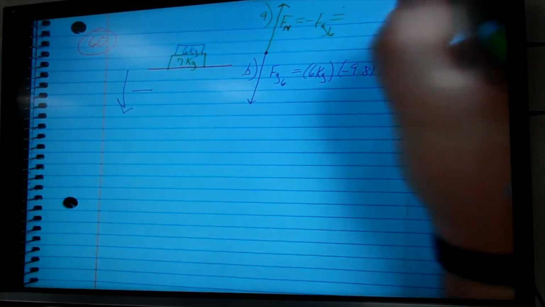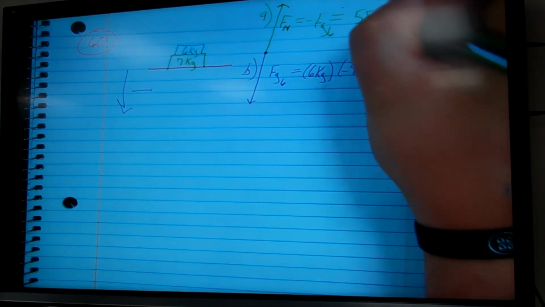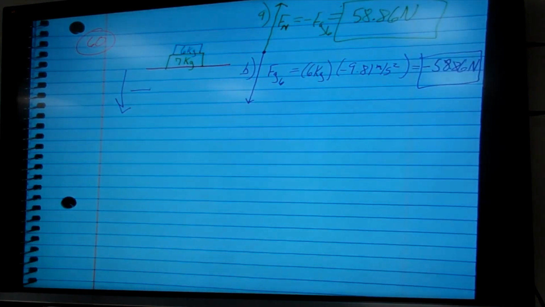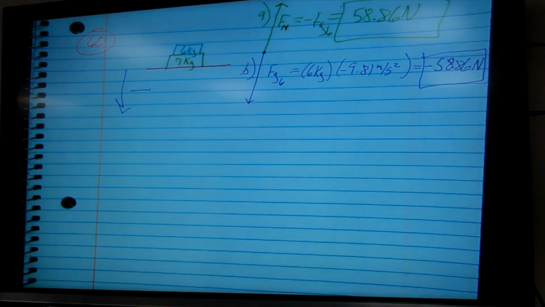So this will be 58.86 newtons. Thomas, you were initially correct when you said 58.86. Both me and Logan did the same 7 kilogram force block, because neither one of them is moving. So it's the same exact force. Exactly, but opposite. They have to be opposite in direction.